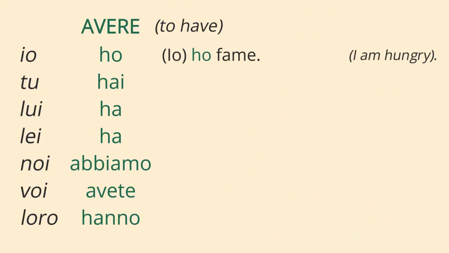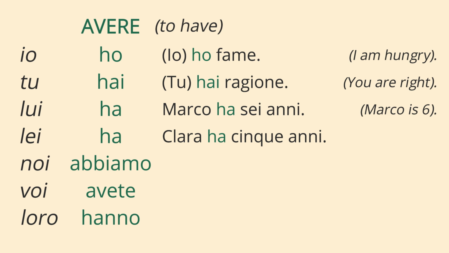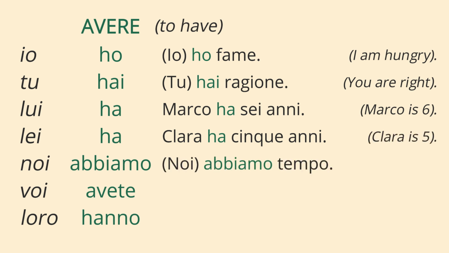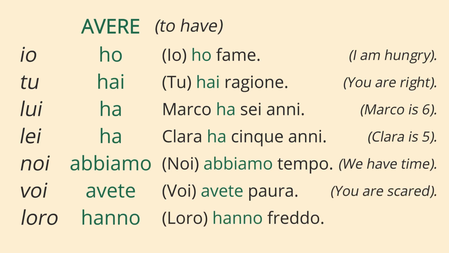Io ho fame. Tu hai ragione. Marco ha 6 anni. Clara ha 5 anni. Noi abbiamo tempo. Voi avete paura. Loro hanno freddo. Wait, did you notice something? In English you say Marco is 6. In Italian you say Marco ha 6 anni. Literally, Marco has 6 years. Same idea, completely different verb.